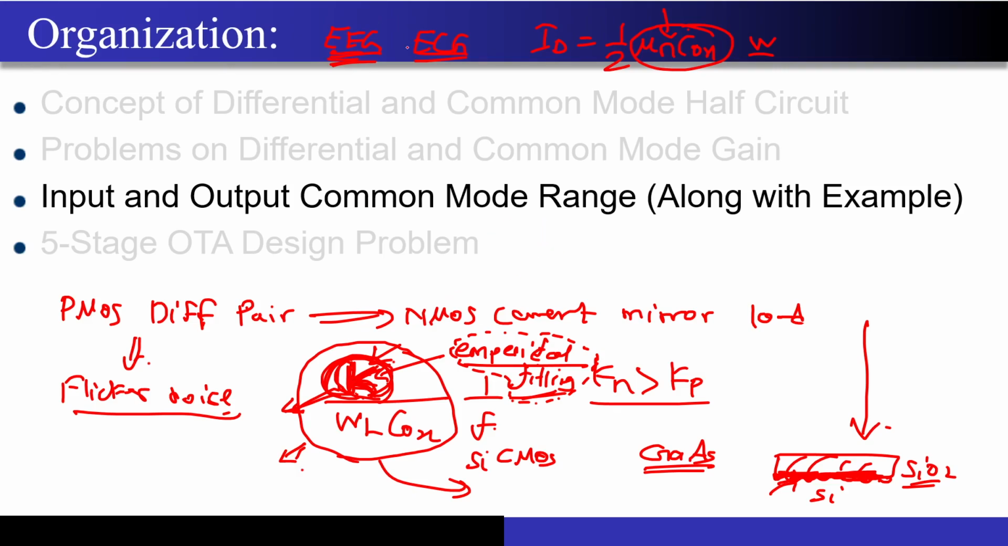Because remember, the flicker noise troubles you when the spectrum of the flicker noise is till the flicker noise corner. Your flicker noise will dominate, after it your thermal noise will dominate. So if my signals are lying at very, very low frequencies, then this flicker noise will affect me very heavily. What is the frequency of these EEG and ECG signals? Is it high or is it very low?